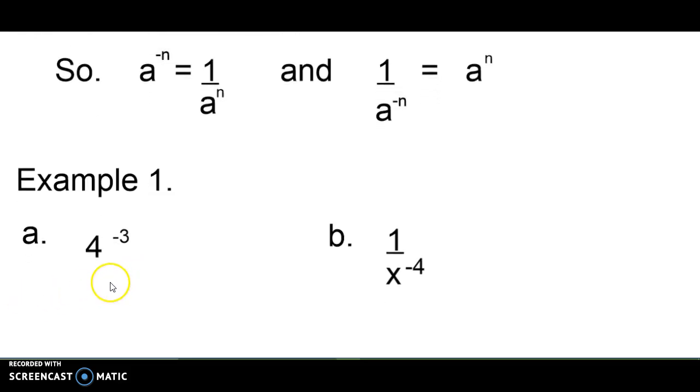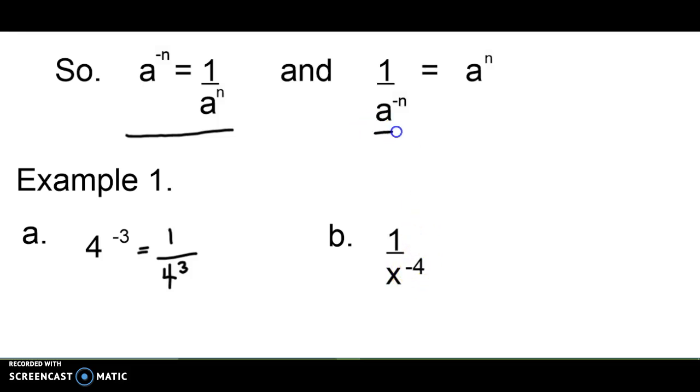So if we look at this first example, we have 4 to the negative third. I'm going to refer back to this first part of my definition. So if I have 4 to the negative third, I know that that's going to be the same thing as 1 over 4 to the positive third. So when I set this up, I need to be sure that I have my positive exponent in the denominator.